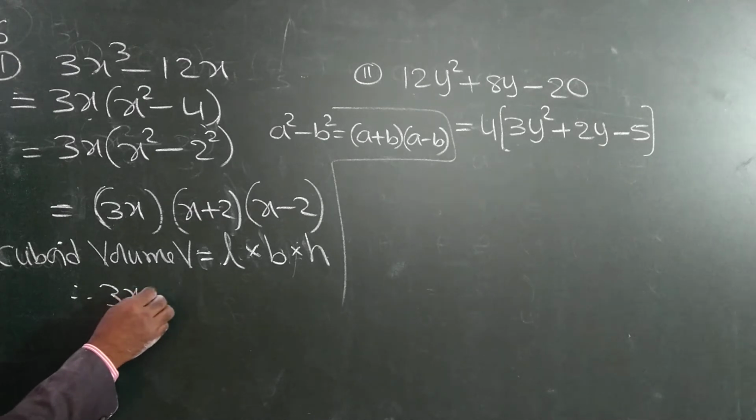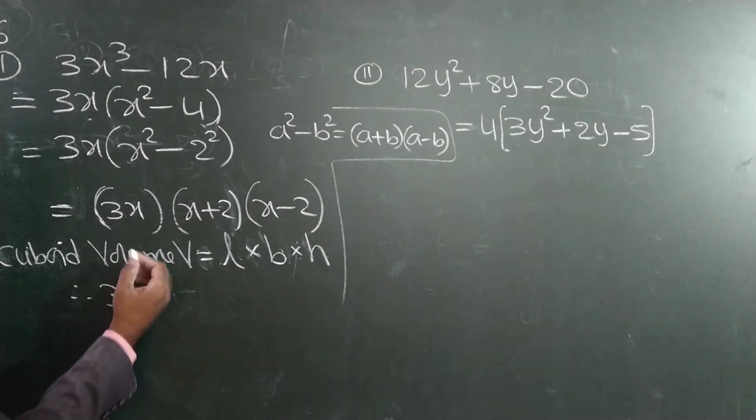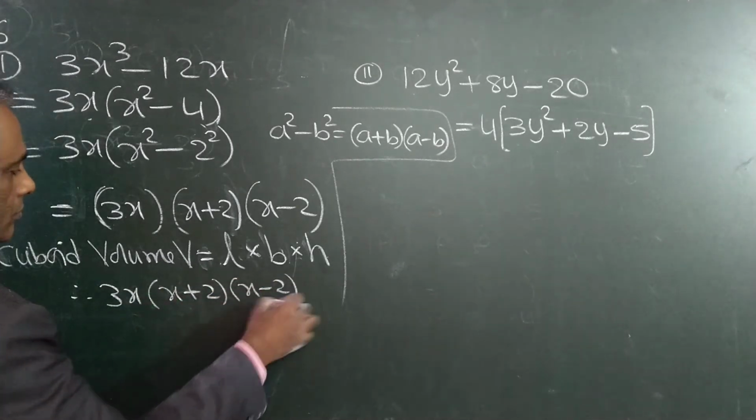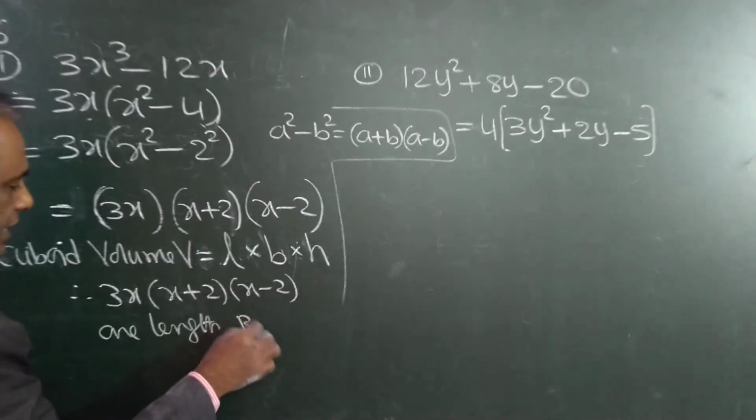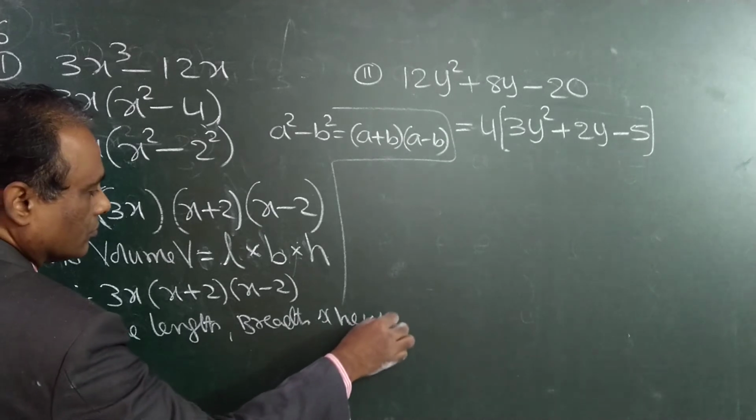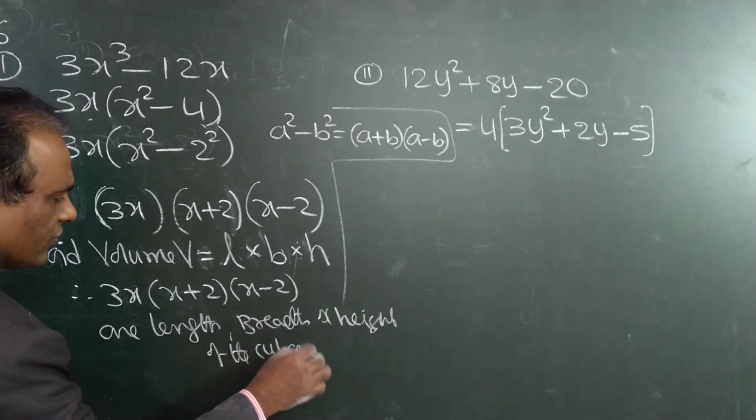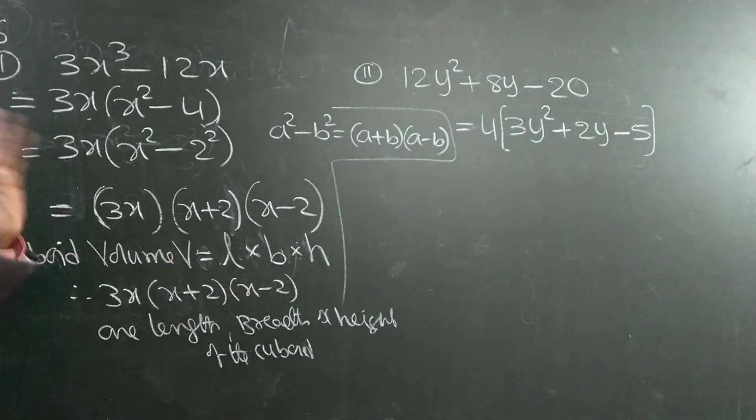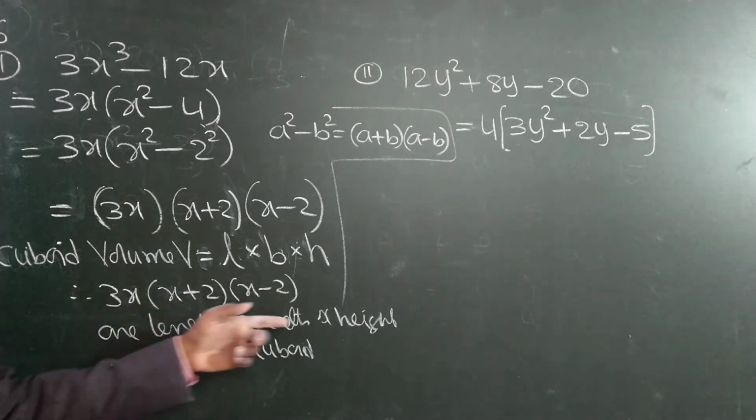You can simply write it down like this: 3x into, or length, breadth and height of the cuboid. That's all. We don't know which is height and which is length, we can't segregate. So just one is length, one is breadth, one is height. 3x into x plus 2 into x minus 2 are the length, breadth and height.